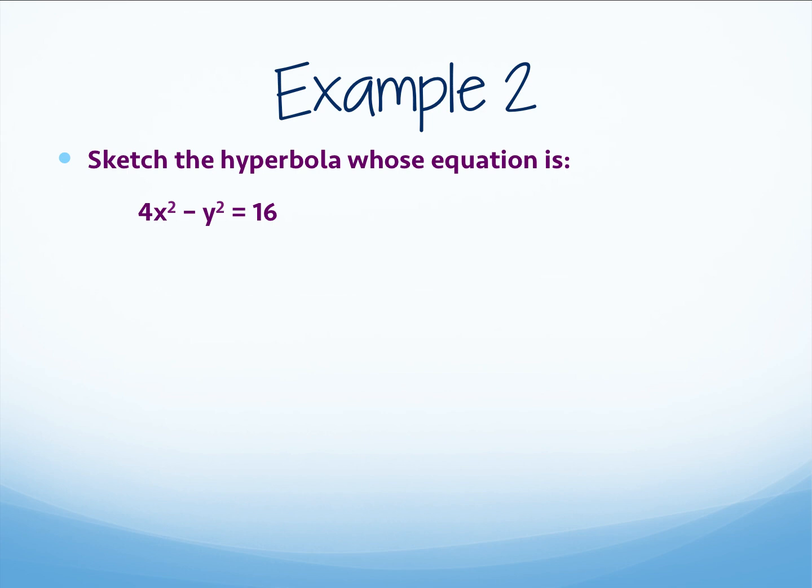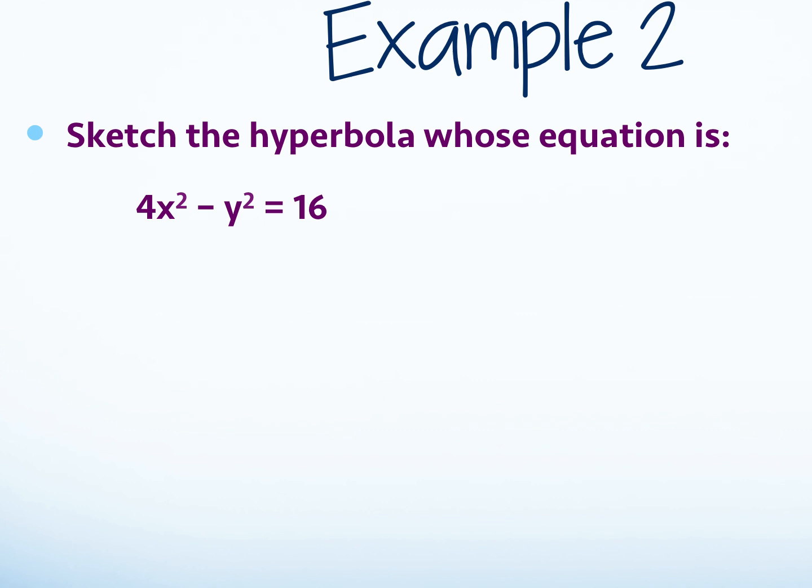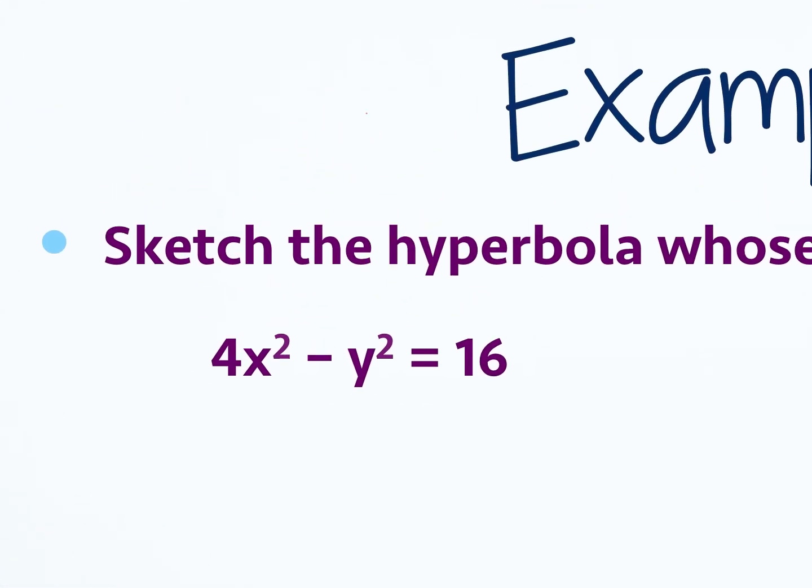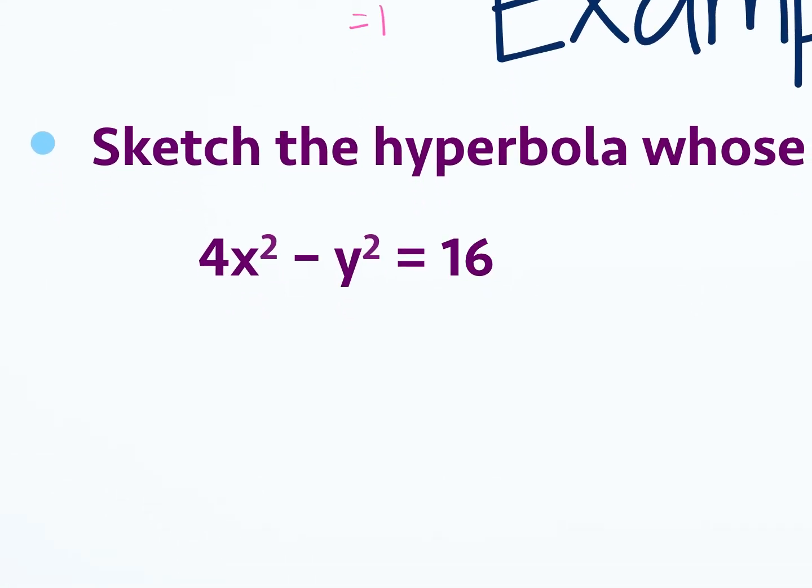We're going to sketch the hyperbola whose equation is this. Is this in standard form? No. Well, in our standard form equation, what does it have to be equal to? 1. So how can I make this equal to 1? Divide everything by 16. So can I simplify 4 over 16? What does it simplify to? 4 where? On the bottom. So x squared over 4 minus y squared over 16 is equal to 1. Now is it in standard form?